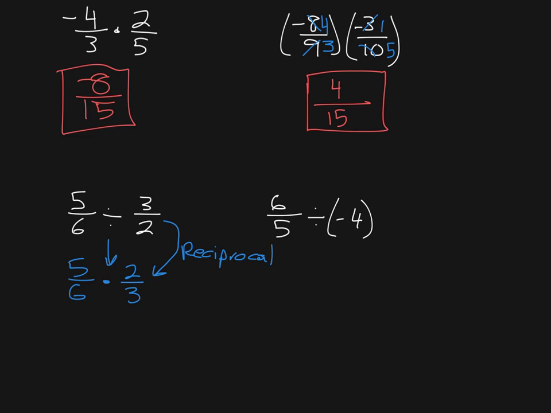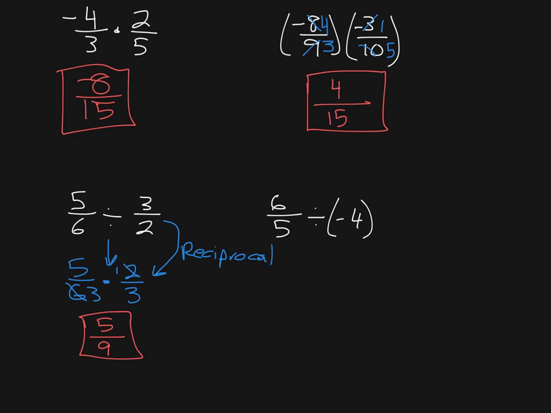Now, I want to simplify here if we can. I see 2 and 6 have a common factor of 2. So if I divide 6 by 2, I get 3. If I divide 2 by 2, I get 1. And when I multiply straight across, 5 times 1 is 5. 3 times 3 is 9. And I can't simplify that. So we're done.